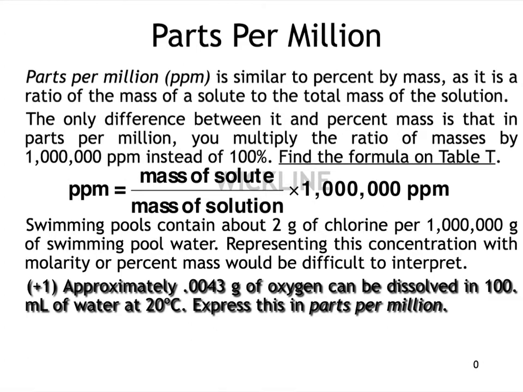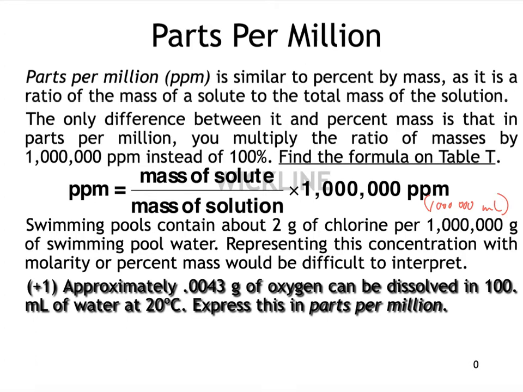Here's a practical example. A swimming pool might contain about 2 grams of chlorine in 1,000,000 grams of swimming pool water. A fact that you'll need to carry with you is that 1,000,000 grams is going to be equal to 1,000,000 milliliters, and that's because a milliliter of water is equal to a gram in terms of mass. So if I represented this idea with molarity, it would turn out to be very, very small and very difficult to interpret. So we use parts per million instead.